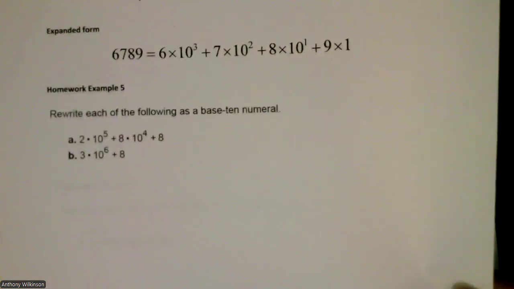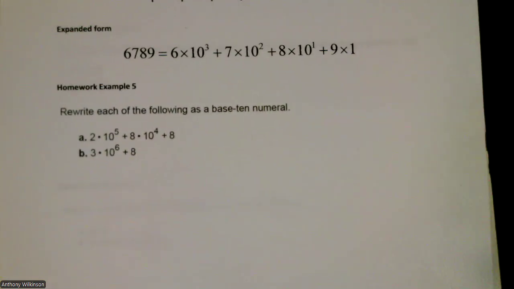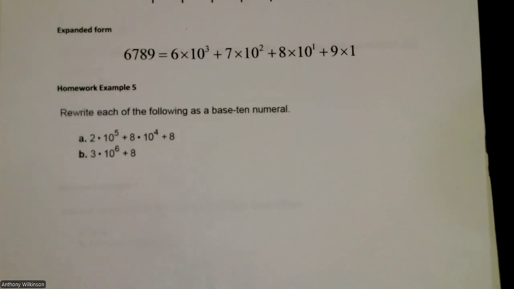So in this case right here, we have this in expanded form, but we want to write this as a base 10 numeral. So in part A, we got 2 times 10 to the 5th plus 8 times 10 to the 4th plus 8.